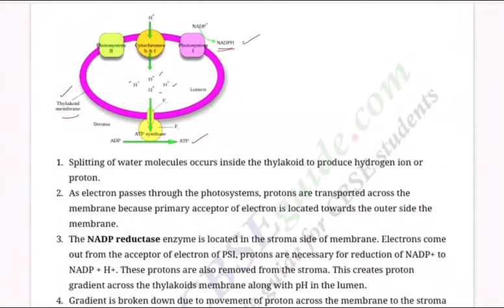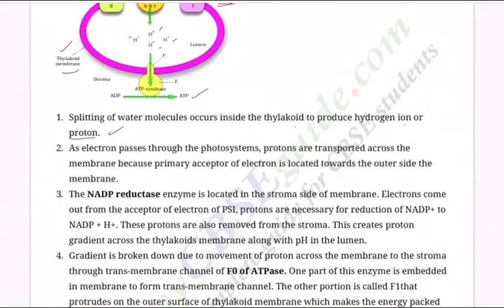So, what is required for this proton gradient to build up? Splitting of water molecules occurs inside the thylakoid to produce hydrogen ions or protons. So, first criterion is water should be split, then lots of H plus. As electrons pass through the photosystems, protons are transported across the membrane because the primary acceptor of electron is located towards the outer side of the membrane. Look at these primary acceptors. And third, the NADP reductase enzyme is located in the stroma. Stroma is outside, okay? Stroma side of the membrane.